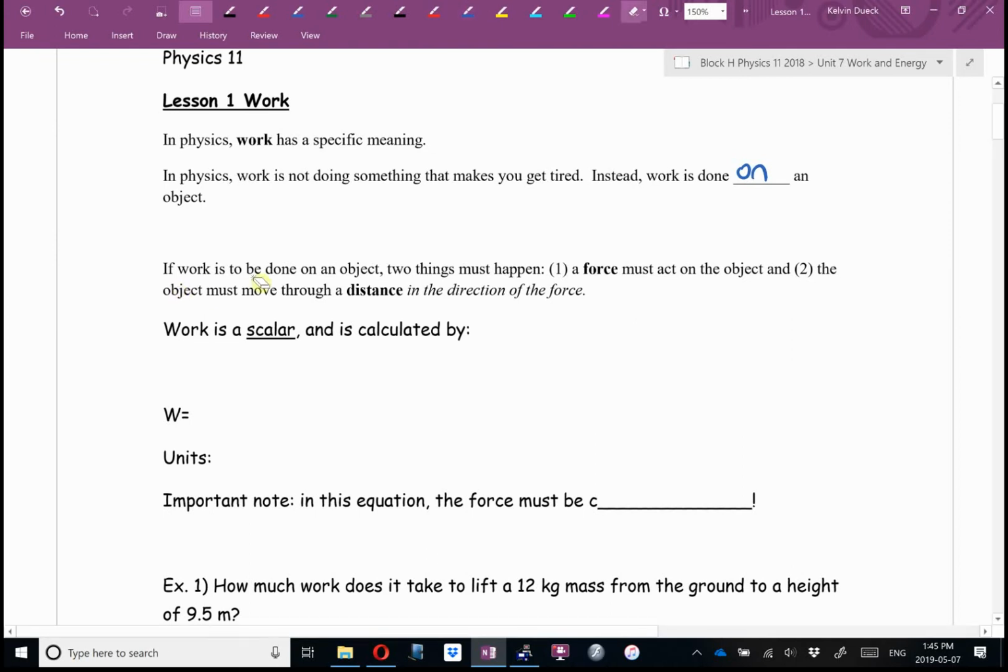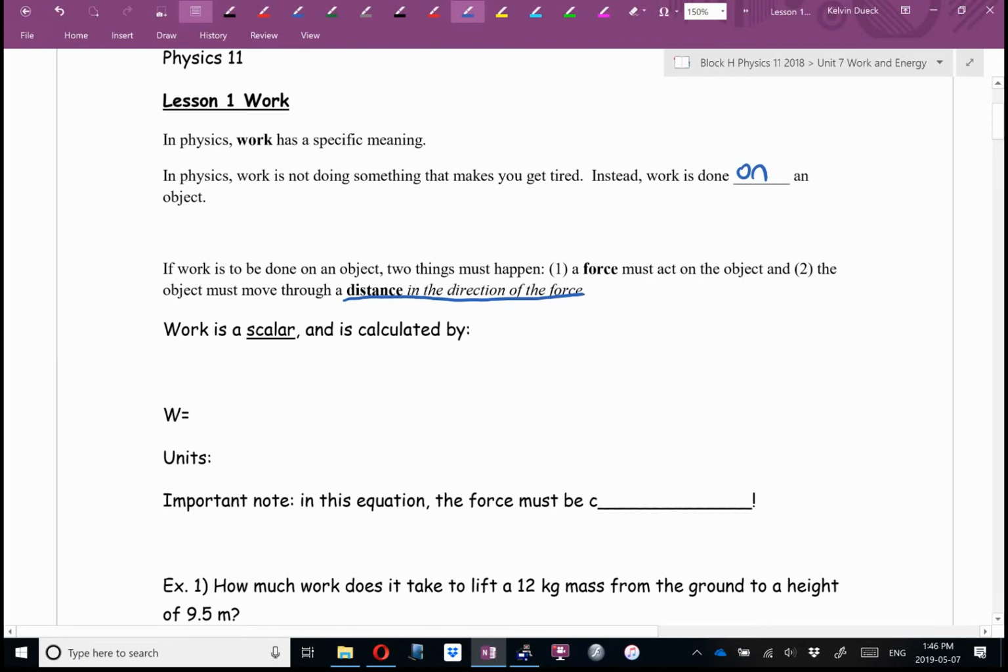It says this: if work is to be done on an object, 2 things must happen. Number 1, you must have a force acting on the object. And number 2, the object must move. More specifically, the object must move through a distance in the same direction as the force. If you're pushing an object to the right and it moves up, no work has been done in our physics definition. If you're pushing an object to the right and it moves to the right, work has been done.